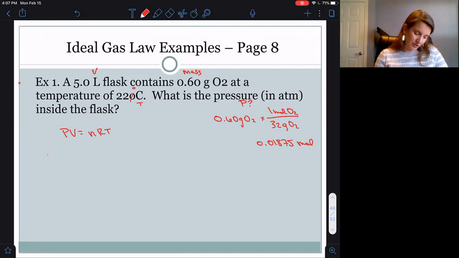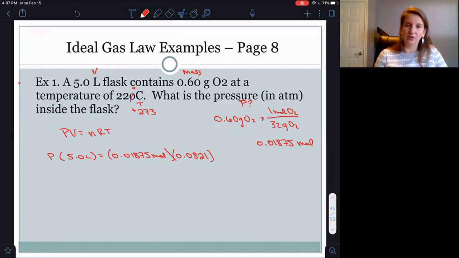So we're looking for pressure. Our volume is 5 liters. Our moles are 0.01875. R stands for the gas law constant at 0.0821. And our temperature has to be in Kelvin, so we have to add 273 to that. So that means we have 295.